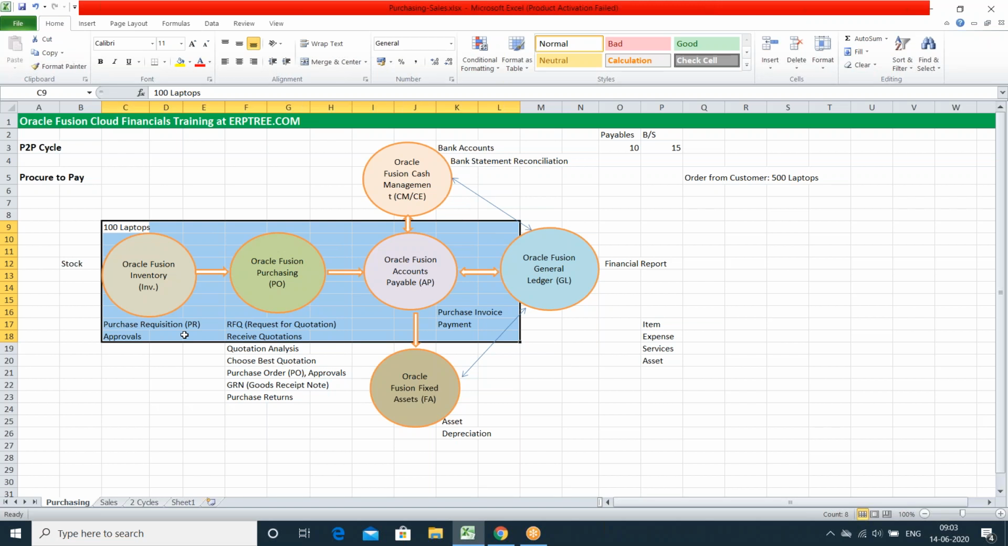Any questions to understand this P2P cycle, please? Any questions from anyone, please?